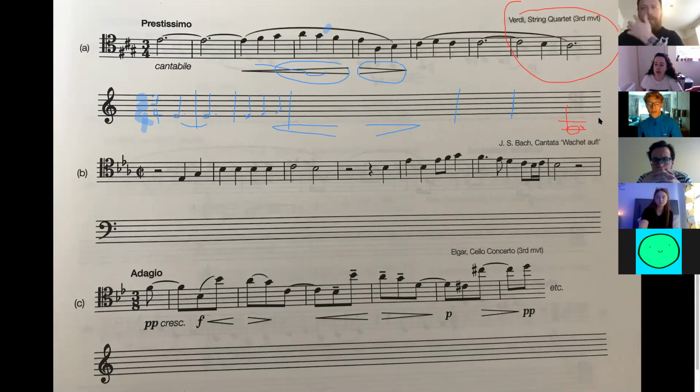Okay, so Chloe, do you want to do the second to last bar? Just tell me what the notes are there, please. In the original clef and the tenor clef, what notes have we got?